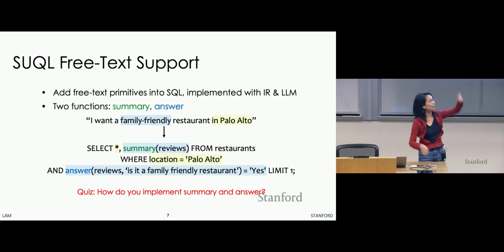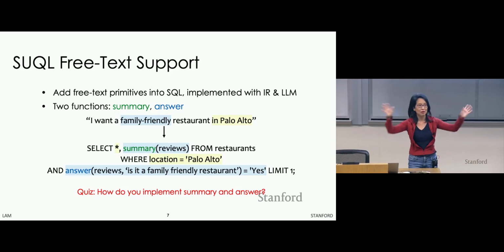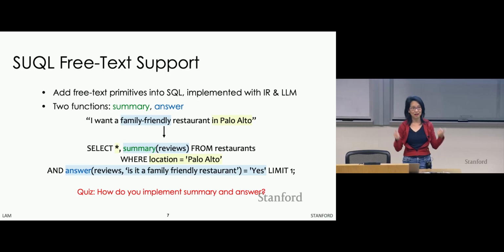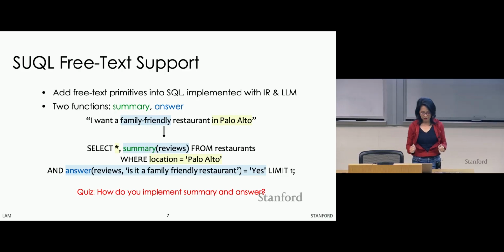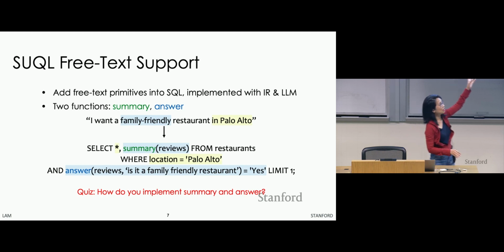If I don't have the IR, then I will have to retrieve all the free text and now find a review that talks about family friendliness. Okay? Got it? All right. So that is it. This is SUQL. And it has this ability that anywhere in any of these statements, any clause could be a free text operation.